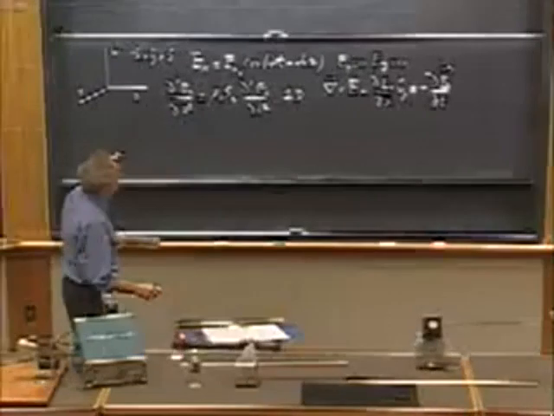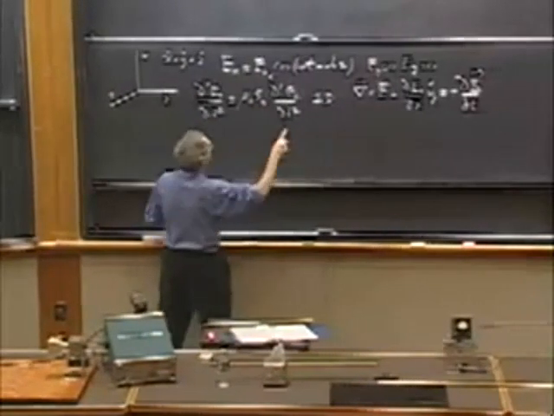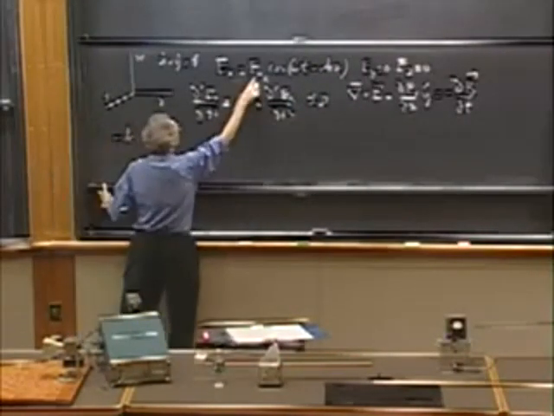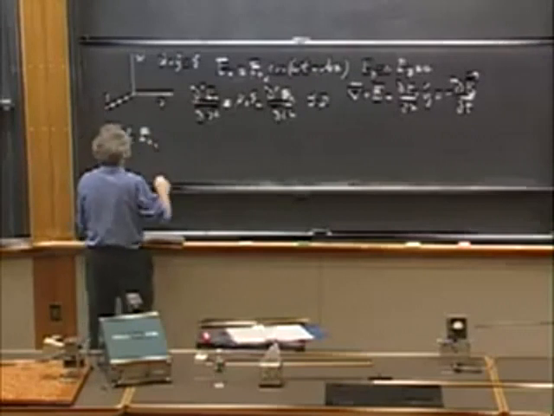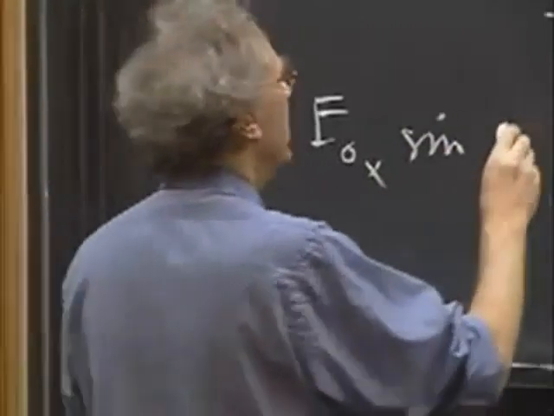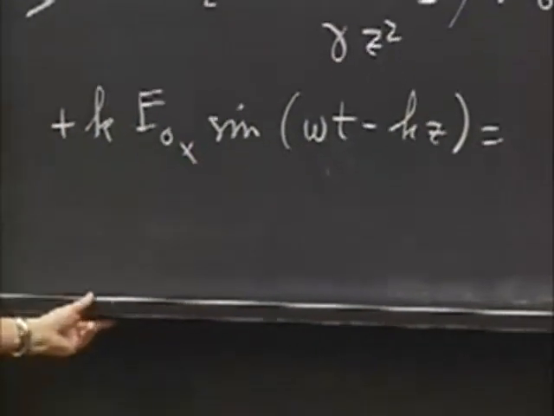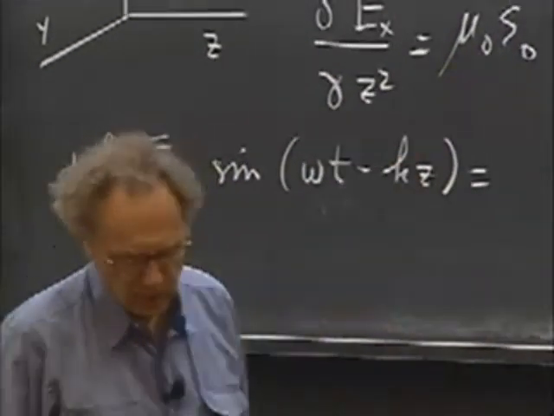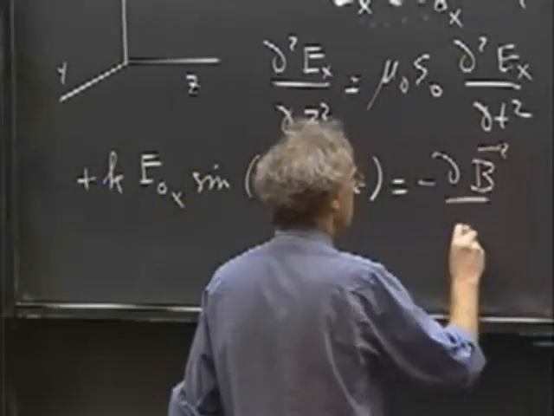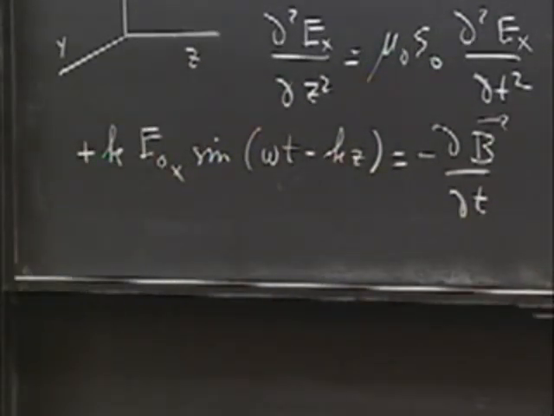If we take dEx dz, so this is the Ex, and we take the derivative against z, we get a minus k, then you get the E0x, and then the cosine becomes minus sine, so this becomes a plus, times the sine of omega t minus kz. And that now equals minus dB dt. So we're almost there. All we have to do now is do an integration in time. So we bring the dt.